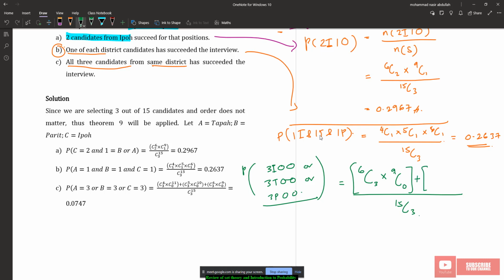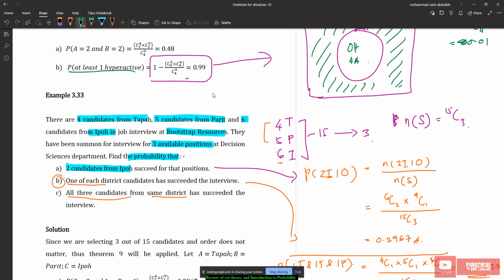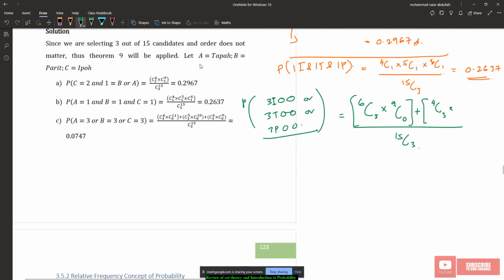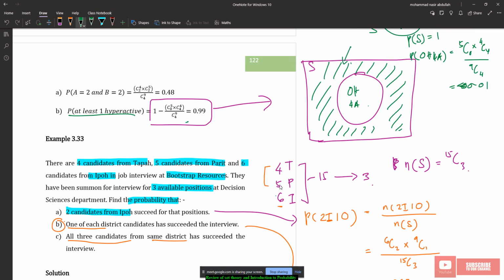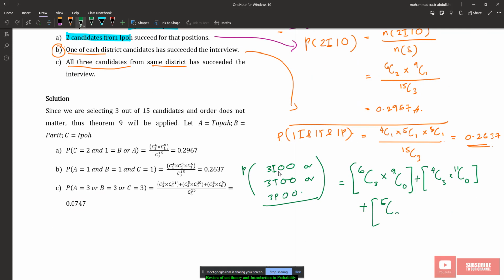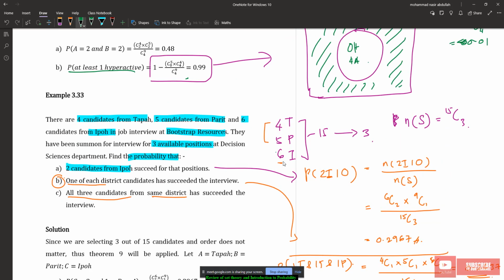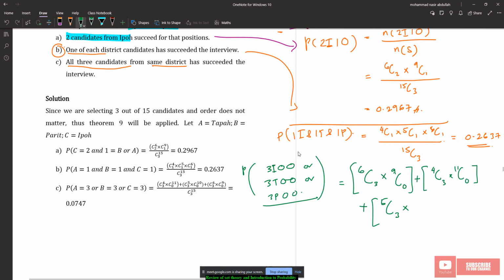Plus 3 from Tapa. Tapa we have 4 candidates, so 4 choose 3 multiply with what? The others are 11, Parit and Ipoh, 5 plus 6 is equal to 11. So 11 choose 0, right? And we go down a bit. Okay, so plus from Parit. Parit we have 5. 5 choose 3 multiply with the balance, which is 4 and 6 equal to 10. 10 choose 0.